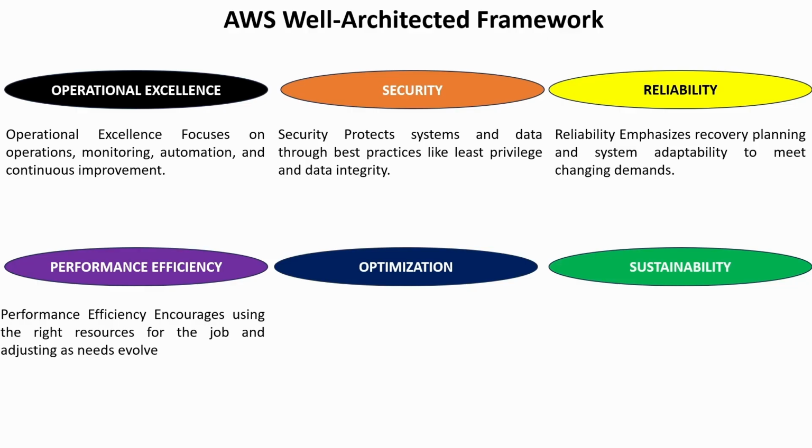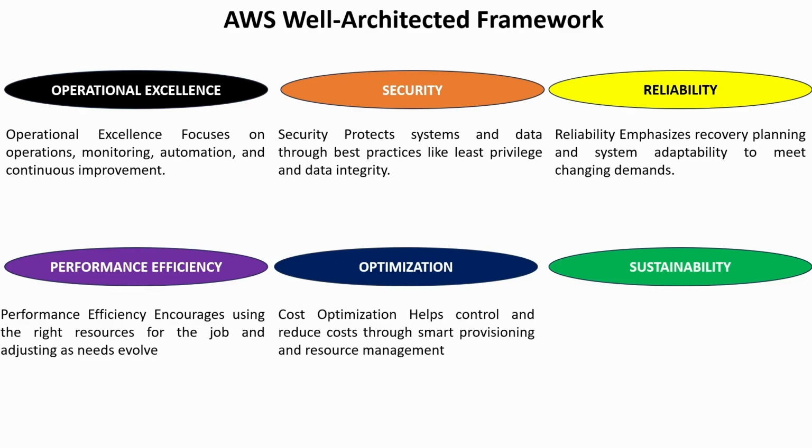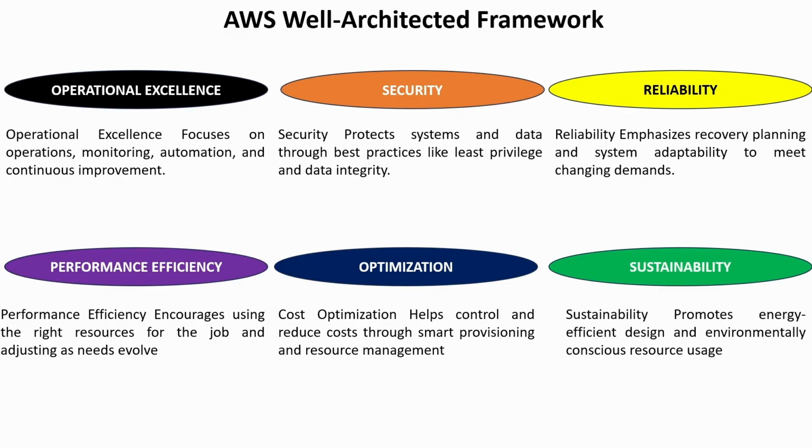Next up is cost optimization. Stop wasting money. If you are not using a server, turn it off quickly. AWS gives you the tools to find those money leaks. Cost optimization helps control and reduce cost through smart provisioning and resource management. Lastly, we have sustainability, also known as the green pillar. We want to minimize our environmental footprint by using only the energy we actually need. Sustainability promotes energy efficient design and environmentally conscious resource usage.